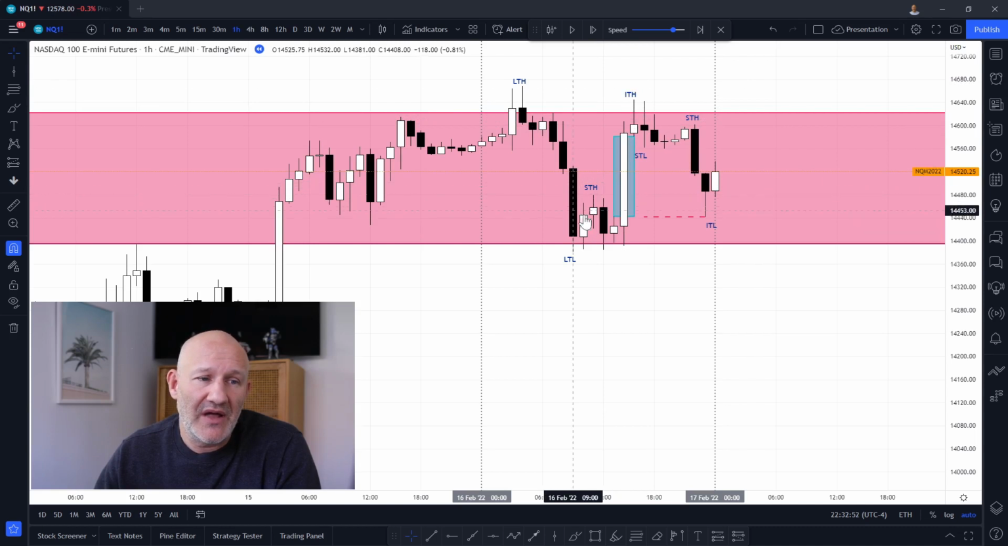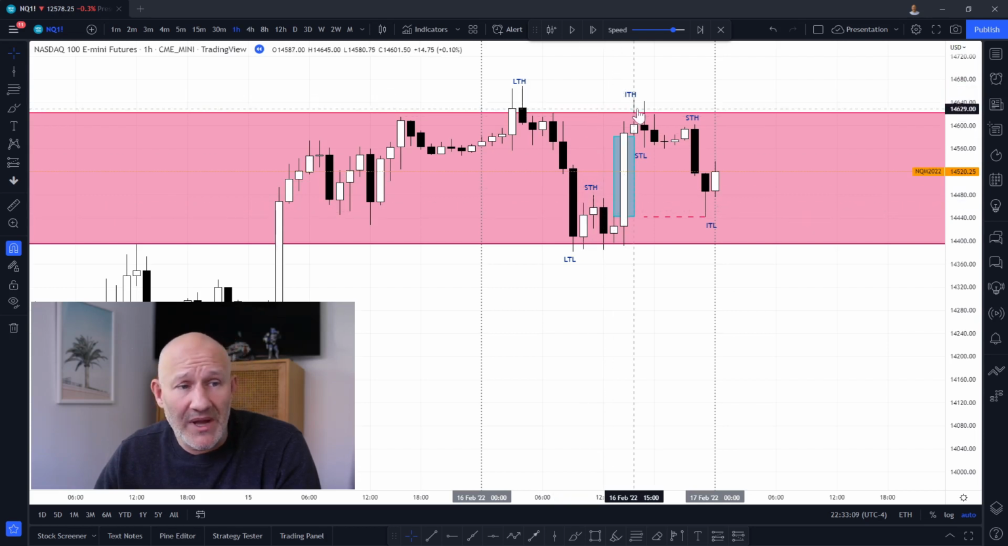And then we have 2 other formations each side, to the left and to the right, which are both short-term highs. And again, they have candles where the center candle is higher than the one either side. So that's what makes this an intermediate term high just here.